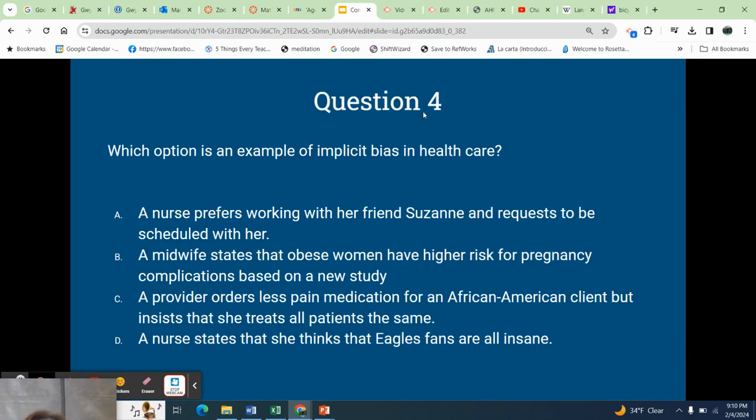Okay, question four, which option is an example of implicit bias in healthcare? A, a nurse prefers working with a friend, Suzanne, and requests to be scheduled with her. B, a midwife states that obese women have higher risk for pregnancy complications based on a new study. C, a provider orders less pain meds for an African-American client, but insists that she treats all patients the same. And D, a nurse states that she thinks that all Eagle fans are insane.